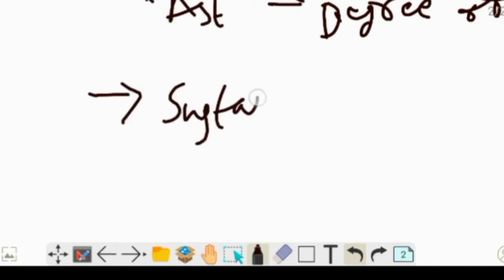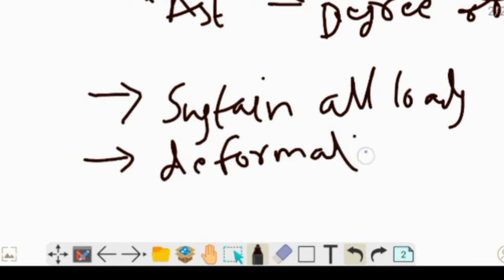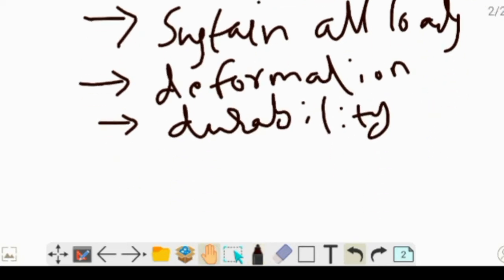The design of reinforced concrete members should sustain all loads and sustain the deformation during and after its construction, and it should have adequate durability, and it should have adequate resistance to fire.